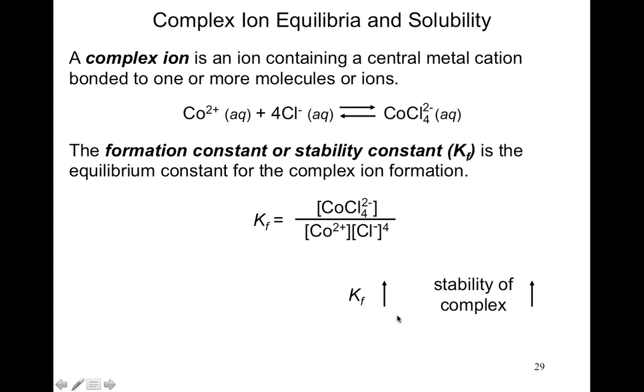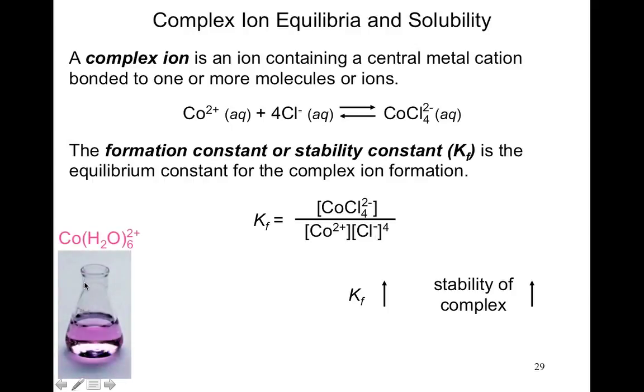So if you increase the Kf, that means the complex you form is very stable. Hopefully that makes sense. If our Kf is high, we have a lot of product, and the only way for our product to have a high concentration would mean that we're making something that's stable. If it's unstable, it would rapidly dissociate into its component parts, and if it dissociated into these, we'd have more reactants, and our Kf would be a lot smaller.